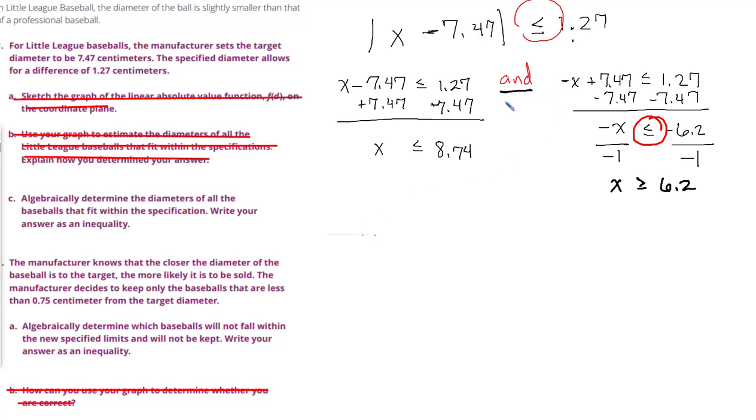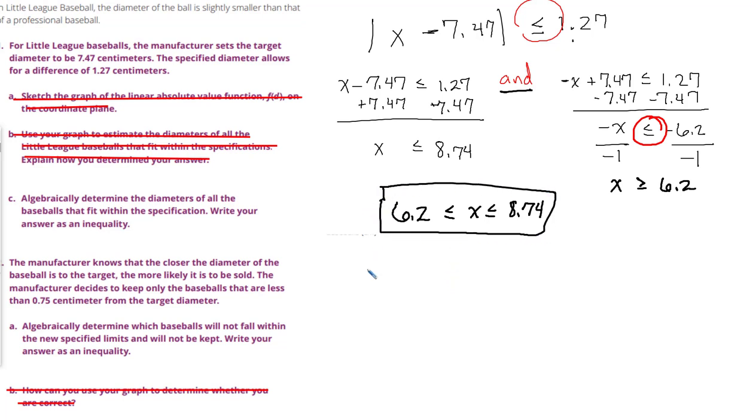And we had "and" in the middle. And so when we have "and," it means it needs to cover both. So it needs to be both greater than 6.2, but less than 8.7. And this is the one we set up with the variable in between. And so that is our solution.